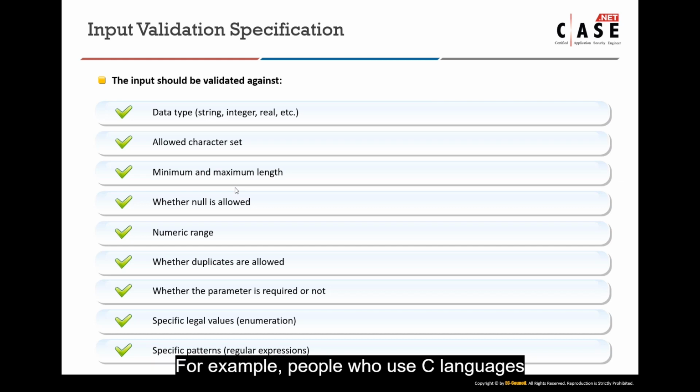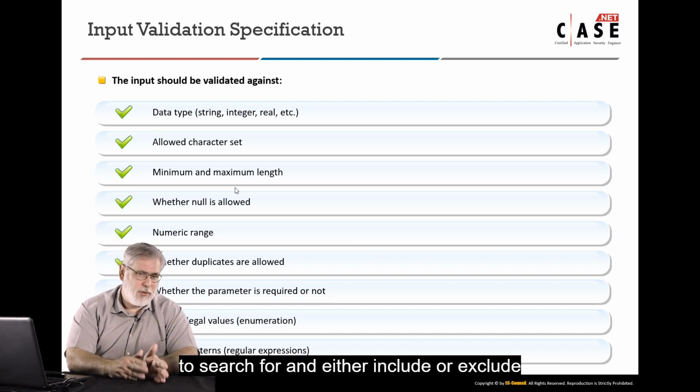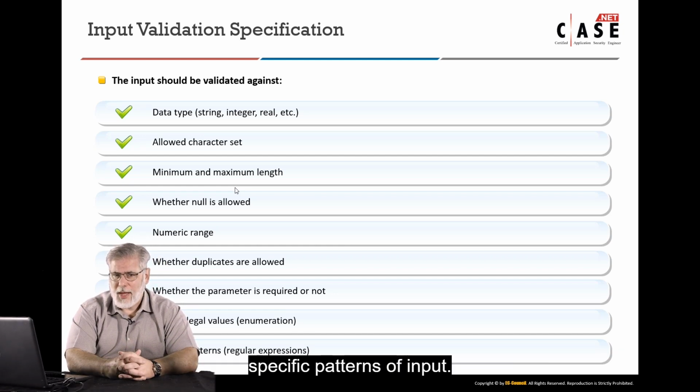For example, people who use C languages will find that certain characters are interpreted as an escape character, and that's true with C# as well in the .NET environment. Specific patterns: we're going to talk about using regular expressions to search for and either include or exclude specific patterns of input.